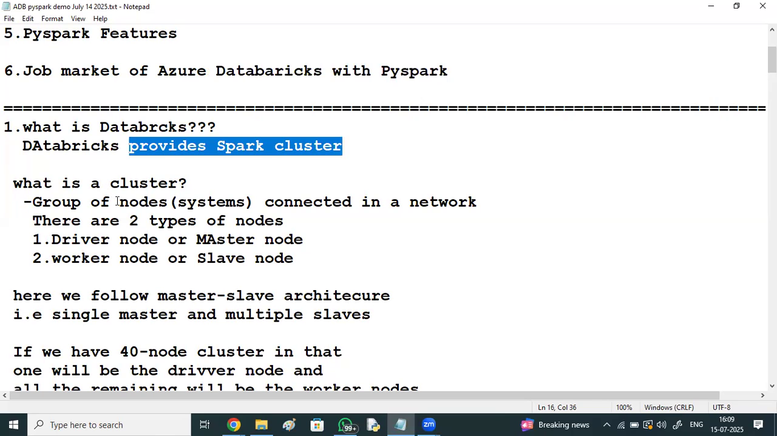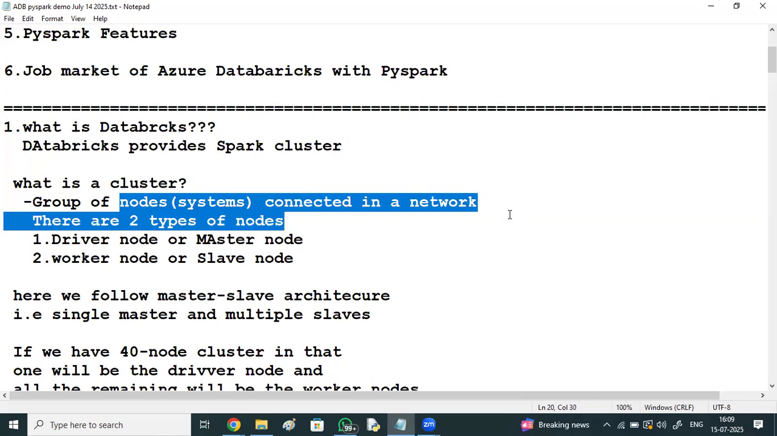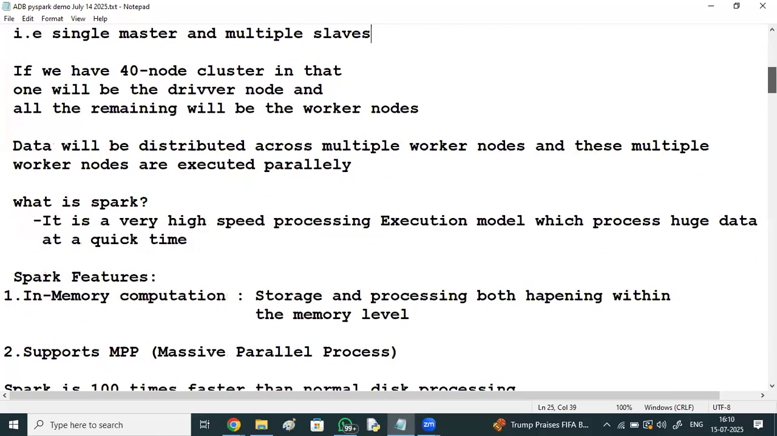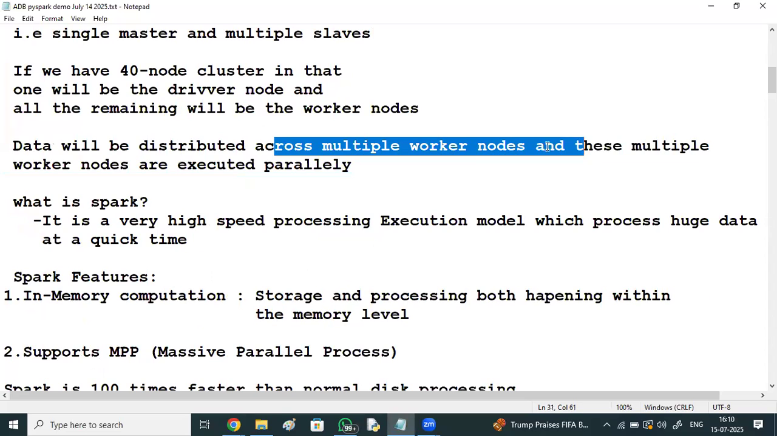So Databricks provides a Spark cluster. Cluster means a group of nodes, systems connected in a network. There are two types of nodes: driver node or master node, and worker node or slave node. Here we follow master-slave architecture, a single master and multiple slaves. If we have a 40-node cluster, one will be the driver node and all the remaining will be the worker nodes. Data will be distributed across multiple worker nodes and these worker nodes will execute in parallel.